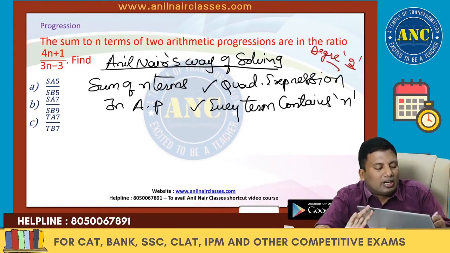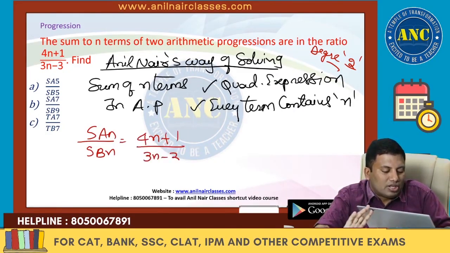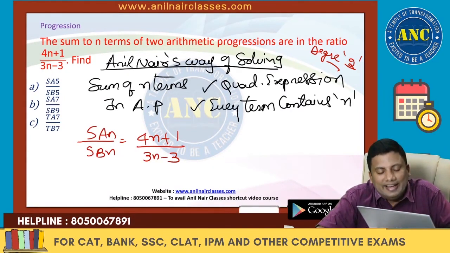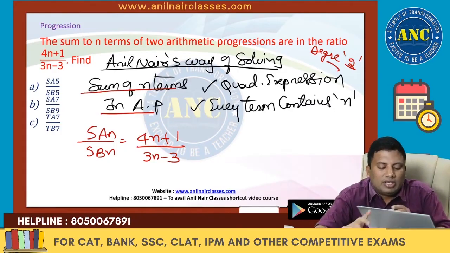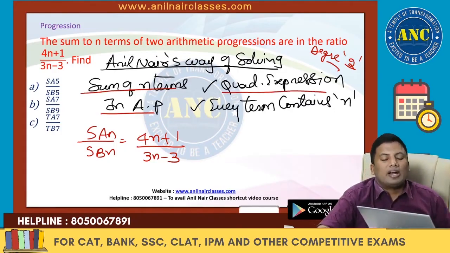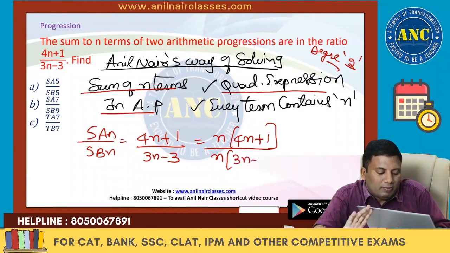Now see here, S_A_n by S_B_n is (4n plus 1) by (3n minus 3). 4n is linear, but according to the definition, the sum of n terms in AP should be a quadratic expression. So multiply with n in the numerator and denominator: n into (4n plus 1) divided by n into (3n minus 3).